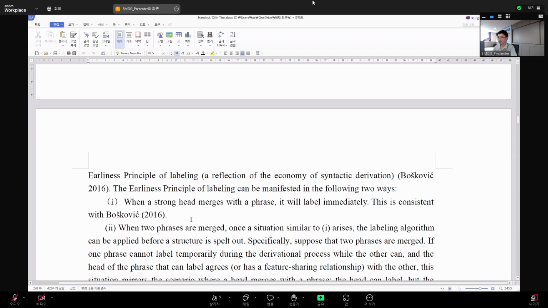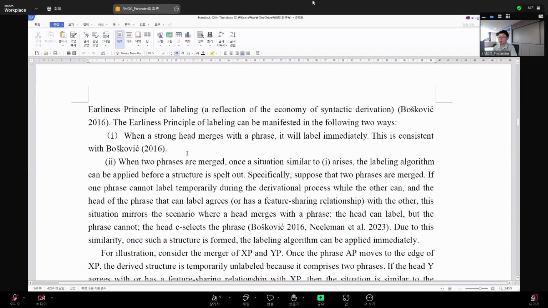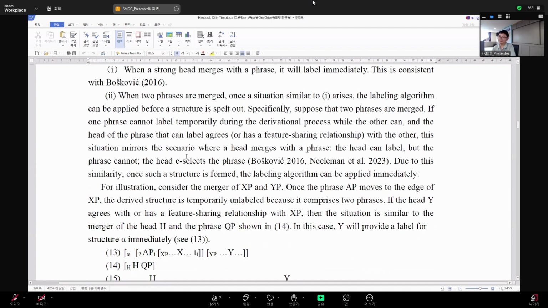This principle can be manifest in two ways. First, when a strong head merges with a phrase, it will label immediately. This hypothesis is the same as that of musicology. And next is my extension of his hypothesis. That is, when two phrases are merged, once a situation similar to this arises, the labeling algorithm can be applied before the structure is spelled out.